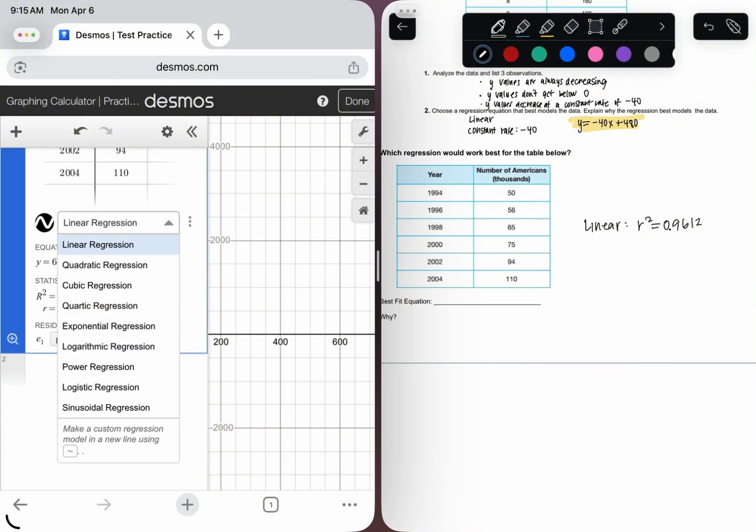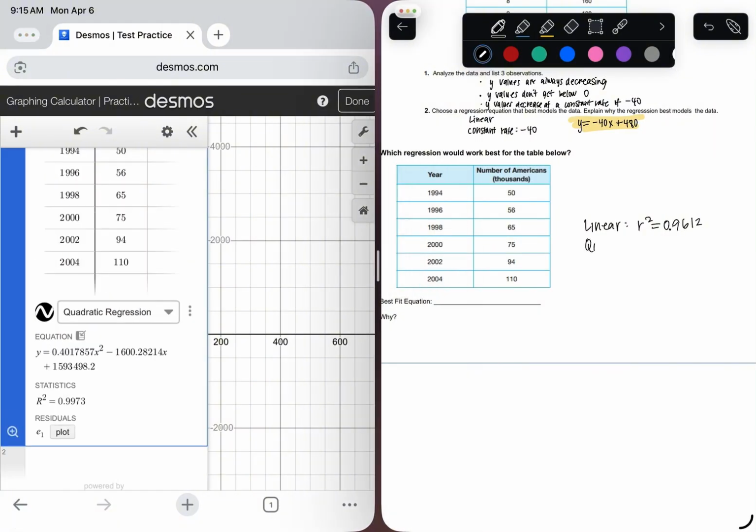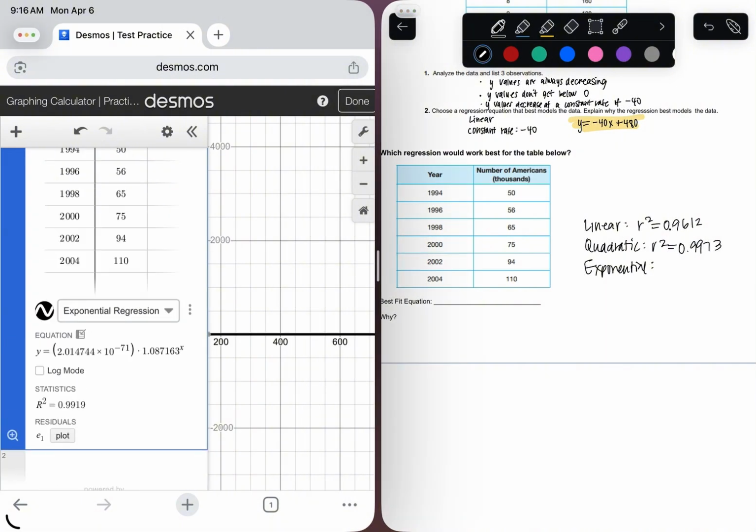For quadratic, our r squared value is 0.9973. And then for exponential, we have an r squared value of 0.9919. And so it looks like quadratic is going to be our best model.